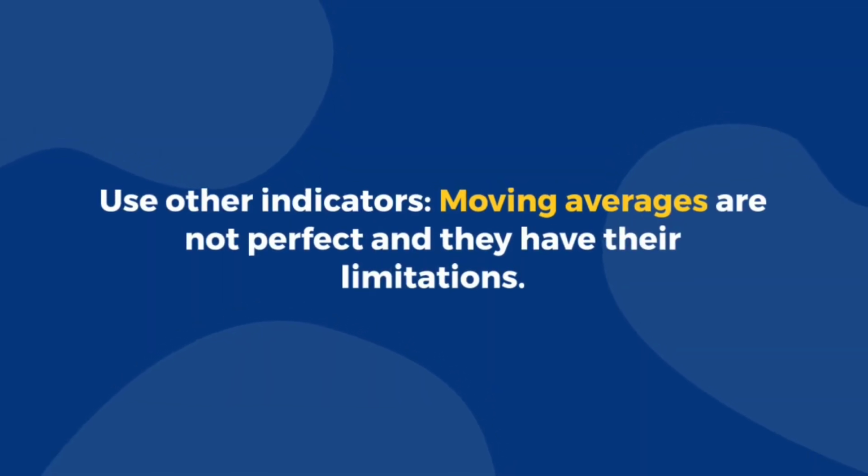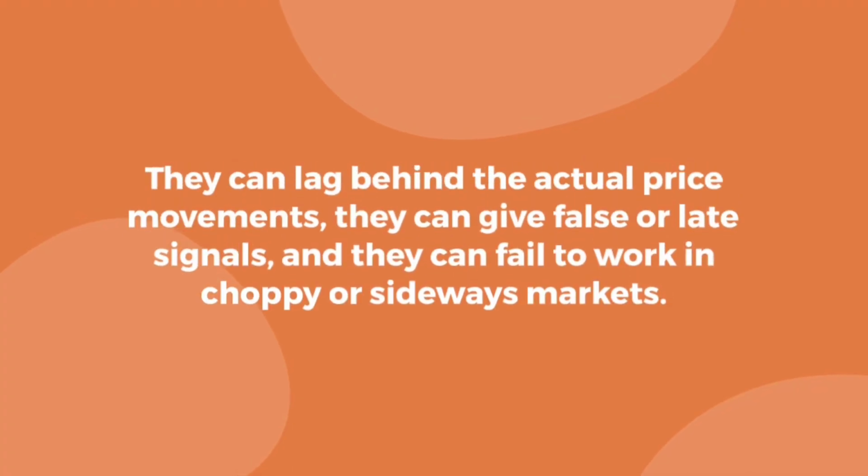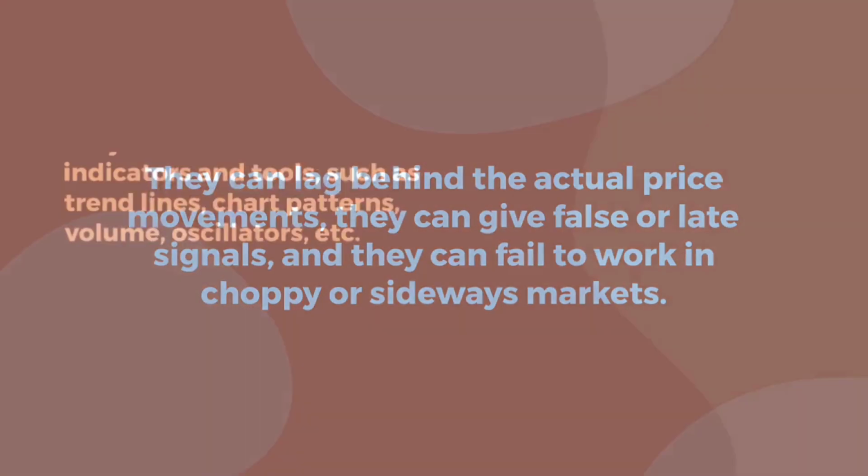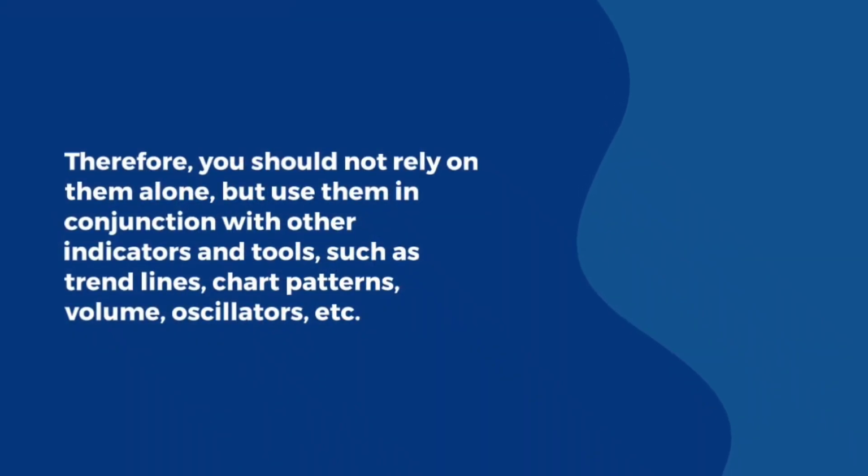Use other indicators. Moving averages are not perfect, and they have their limitations. They can lag behind the actual price movements. They can give false or late signals, and they can fail to work in choppy or sideways markets. Therefore, you should not rely on them alone, but use them in conjunction with other indicators and tools, such as trend lines, chart patterns, volume, oscillators, etc.